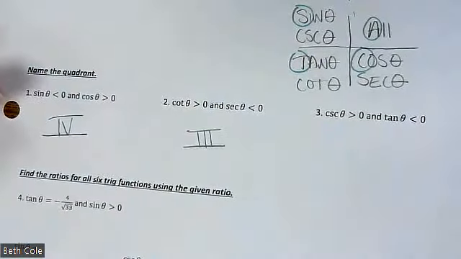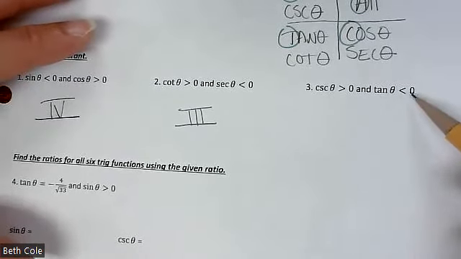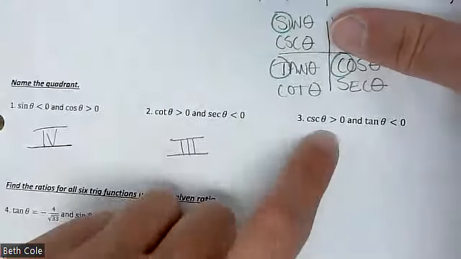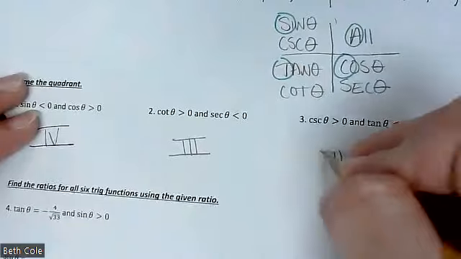That's it. That's all you're doing. Name that quadrant. If you get totally stuck, you have a 1 in 4 chance of flat out guessing. All right. And then in this one, do you see how tangent is negative? That means it can't be quadrant 1. Cosecant is positive in quadrant 2.